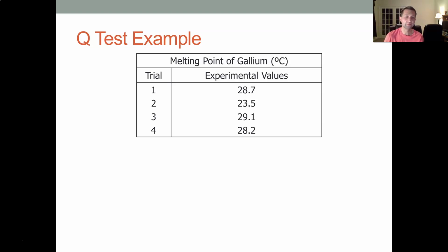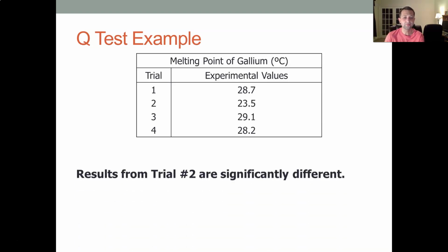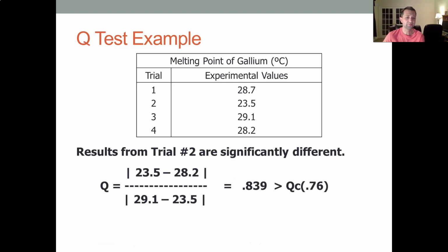I can't just get rid of it though, because my experiment went like it should. There were no blunders or anything, so I should perform a Q test to see if I can get rid of that. So I want to calculate the Q value. Here it is. I should have units here, so 23.5 Celsius is my outlier, minus the number closest to it, which is 28.2, divided by my range, 29.1 minus 23.5. My value comes out to 0.839. That's my Q value. My critical Q value from my table is 0.76.